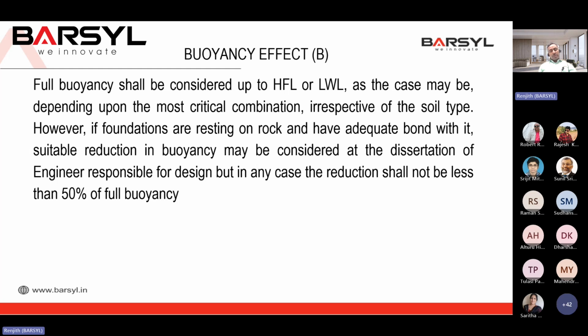Buoyancy: when something is inside the water, its weight will be less than the actual weight. So how much is the difference, only that you have to take into consideration for the analysis. That is called buoyancy effect.